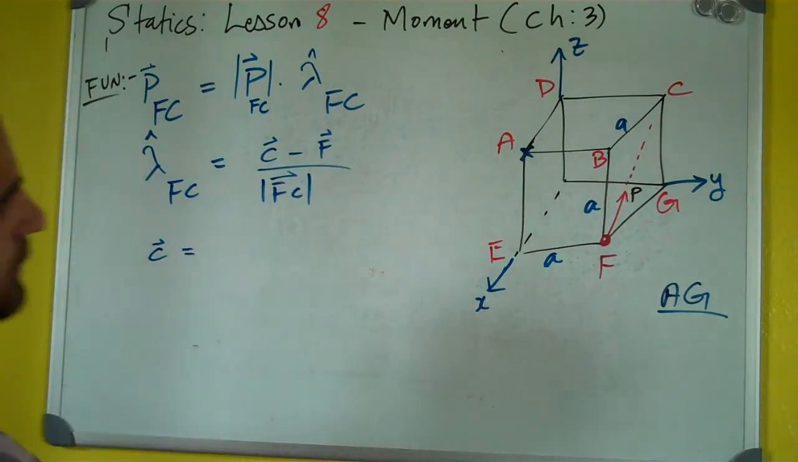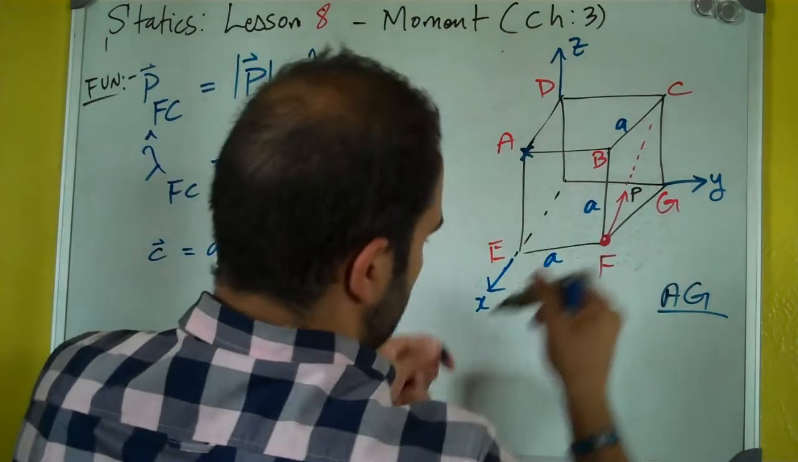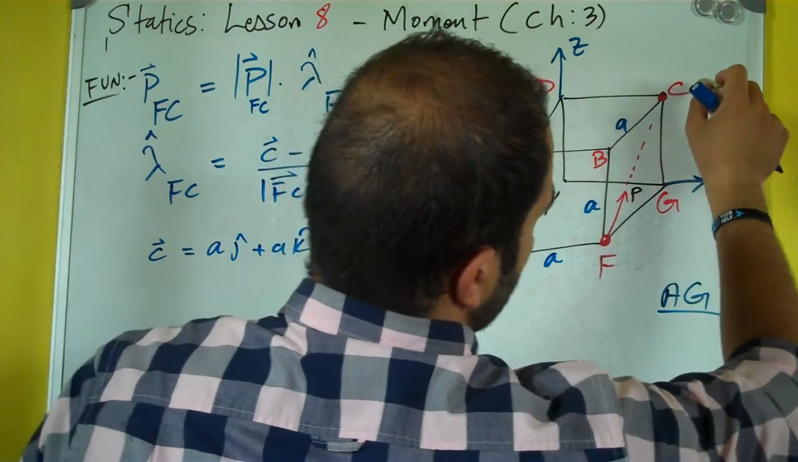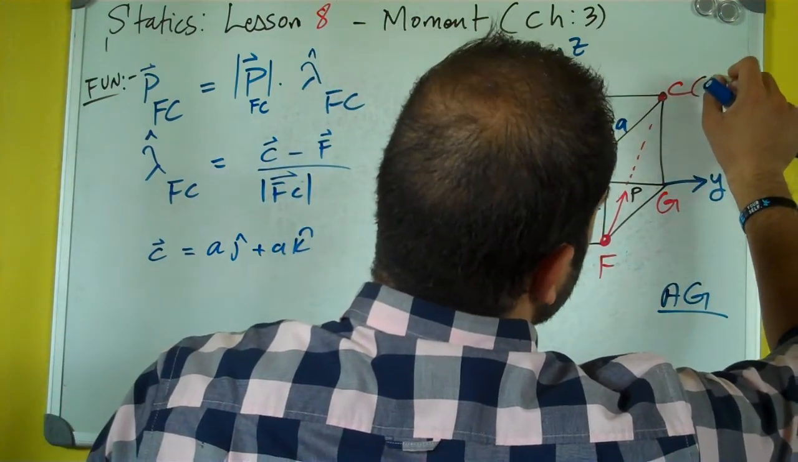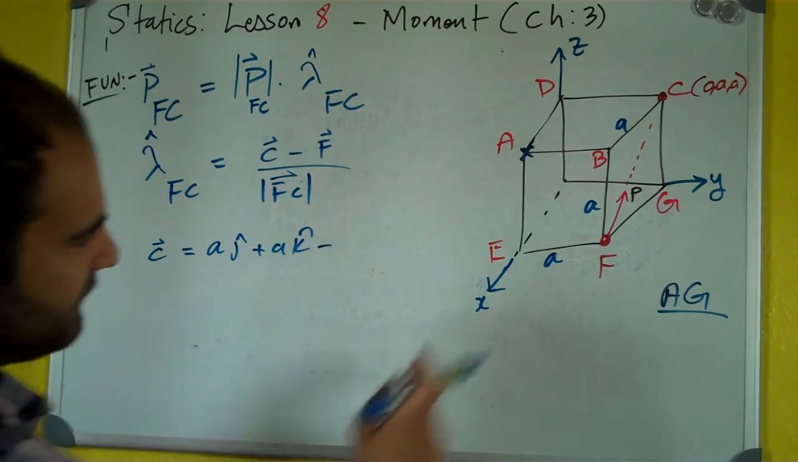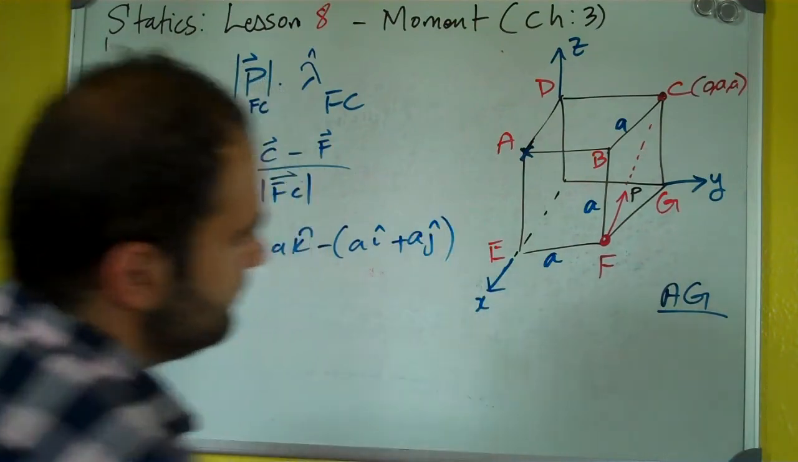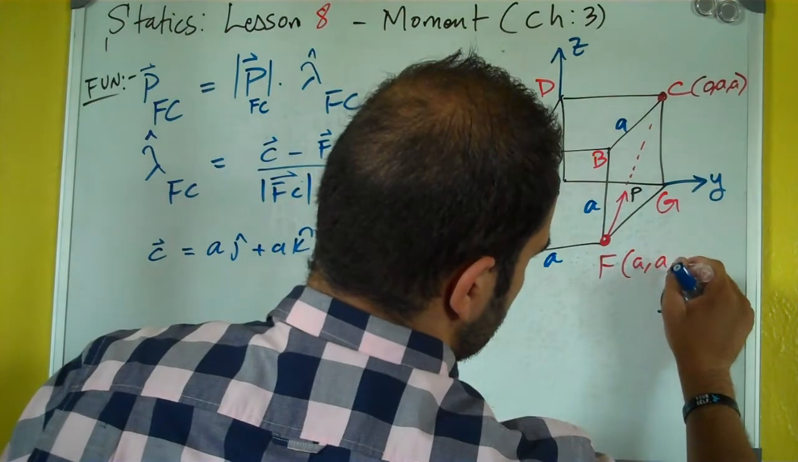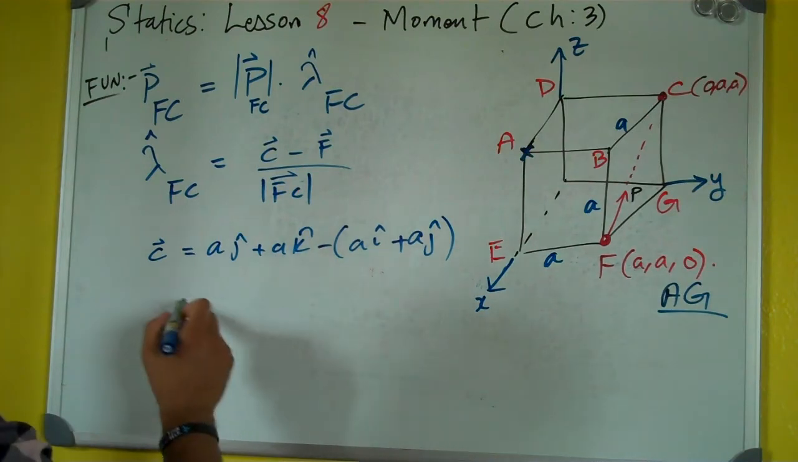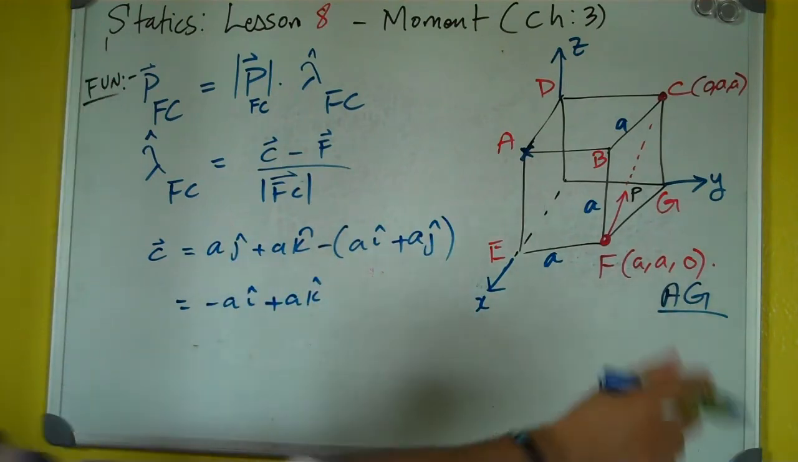What is C? It's 0, A, A. So if you want to write this as a point, 0, A, A. And then minus, what is F? A, A, but A I and A J. Right? Not a problem so far. So that's going to give us negative A I direction plus A K direction, and the J direction cancels out.